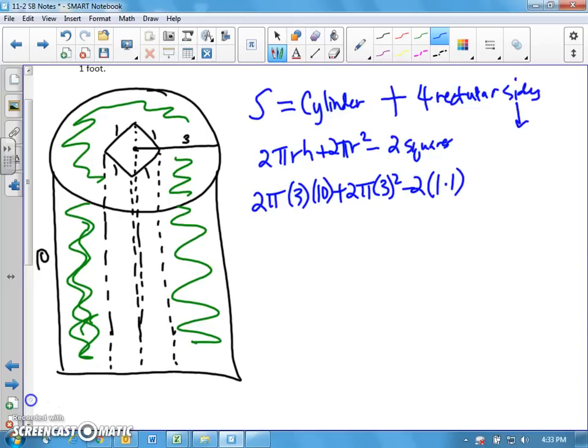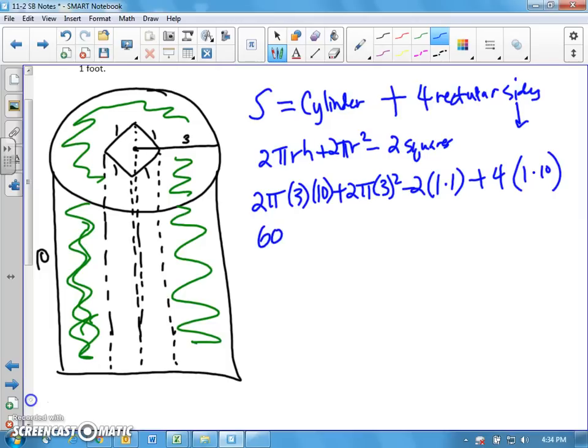For the rectangular sides, each one of those sides has a width of 1 foot and a length of 10 feet. So this is going to be adding 4 times 1 by 10. So let's do some work to simplify this.